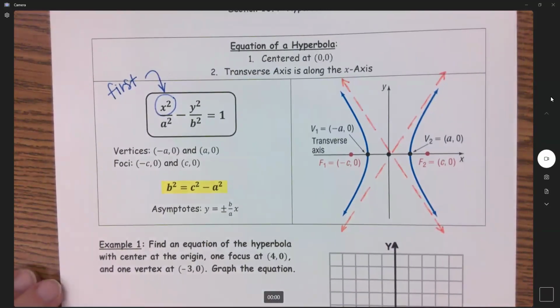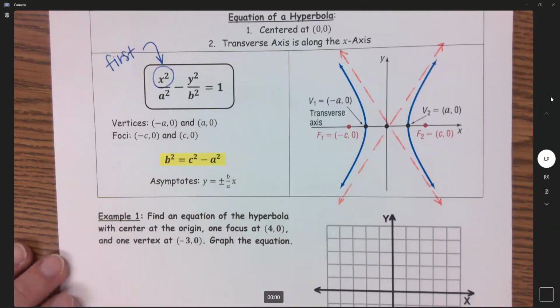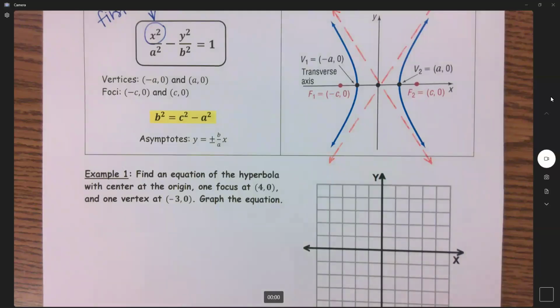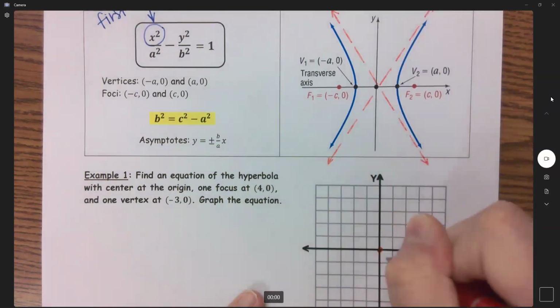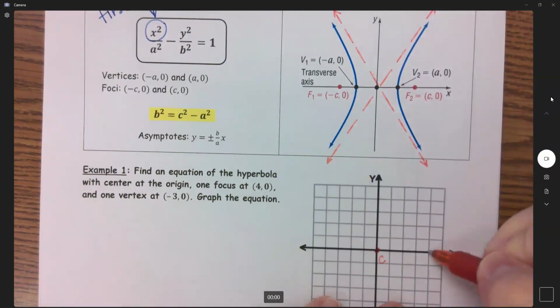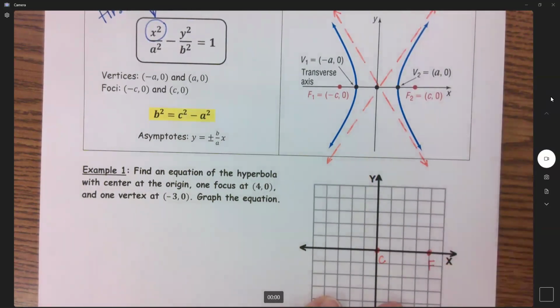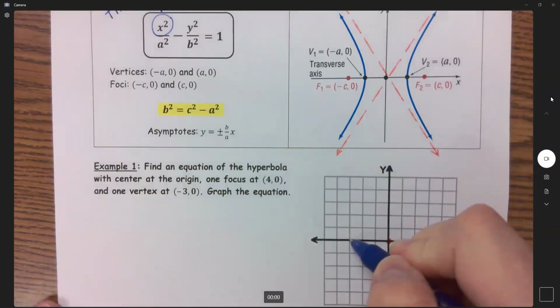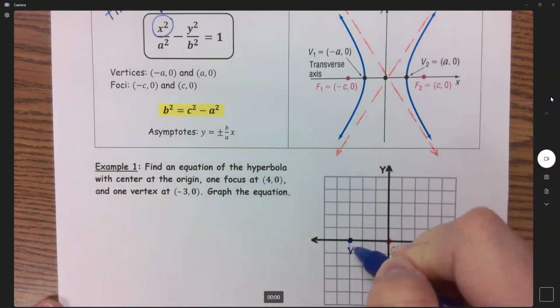Example 1 says find the equation of the hyperbola with the center at the origin. I'm going to graph these as I read them. So I'm going to do center at the origin in red. Center is red. One focus at 4, 0. And one vertex at negative 3, 0.